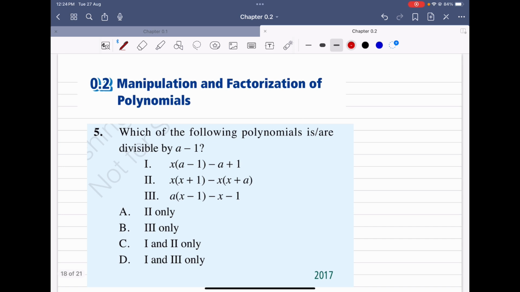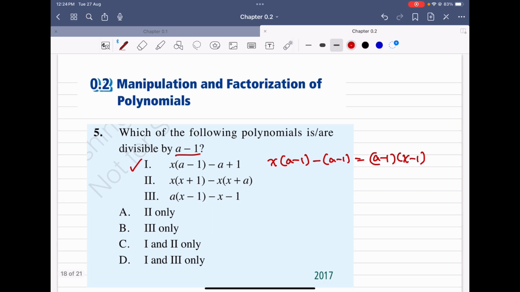Okay, so question number 5 is asking you which one is divisible by a minus 1. So the first term you have to simplify. It's x(a minus 1) minus (a minus 1). Then this one is just actually (a minus 1) times (x minus 1). So this term is divisible by a minus 1. So this is correct.